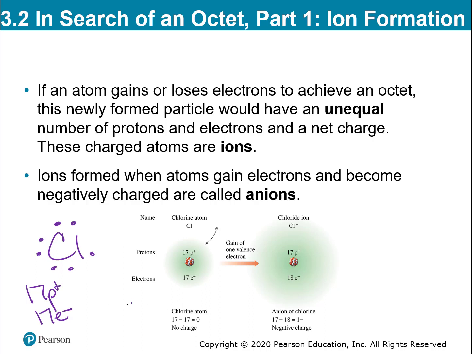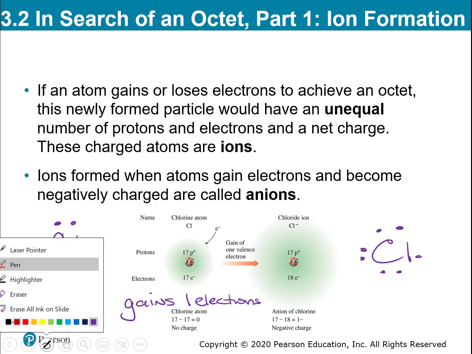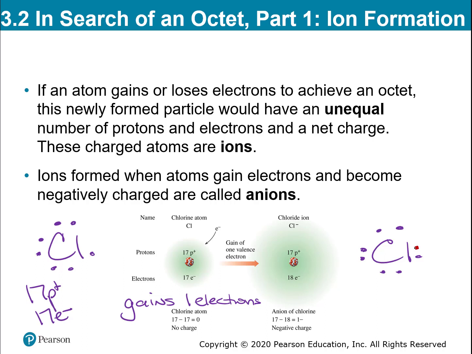If this chlorine can gain just 1 electron, now what would it have? How many electrons would that give it? Now it would be 1, 2, 3, 4, 5, 6, 7. But if it could gain just 1, now it would have 8. So if an electron could get added to it, now how many protons would it have? Still has 17 protons. That hasn't changed. But how many electrons does it have now? 18.